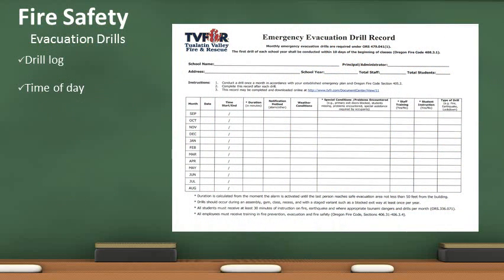The fire code requires emergency evacuation drills be conducted at different hours of the day, during the changing of classes, when the school is at assembly, during recess, physical education, or during other times to avoid distinction between drills and actual fires.